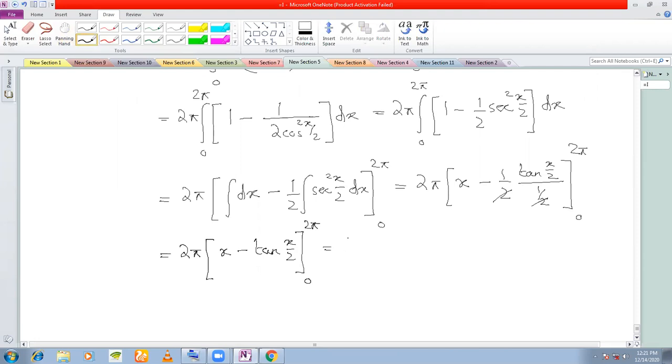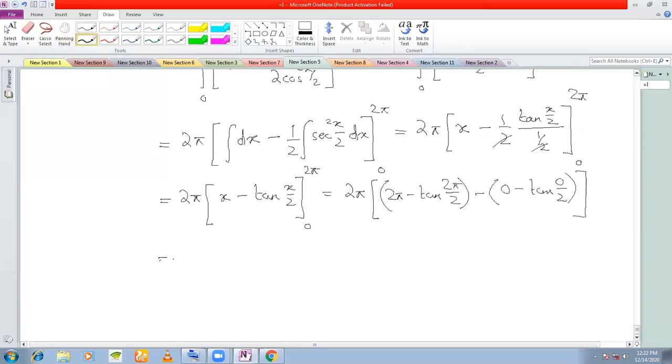Now put the upper limit first. So this is 2 pi minus tan 2 pi by 2. I put the upper limit first. Now put the lower limit: 0 minus tan 0 by 2. So the second part completely becomes 0. What are you left with? 2 pi into 2 pi minus tan pi.